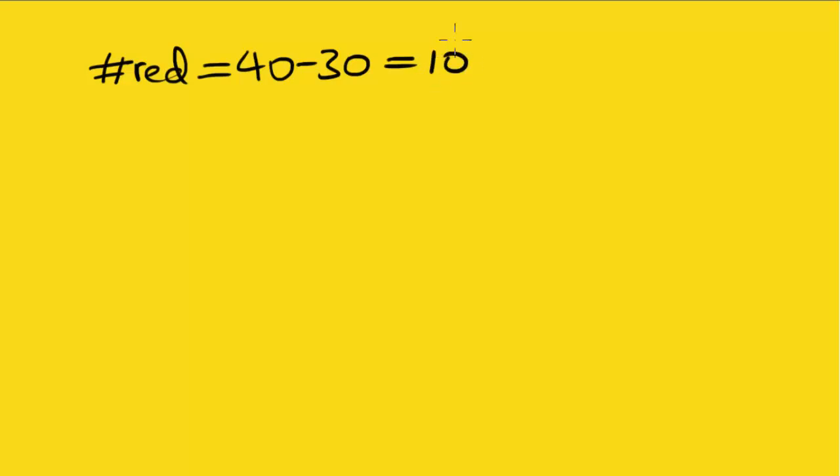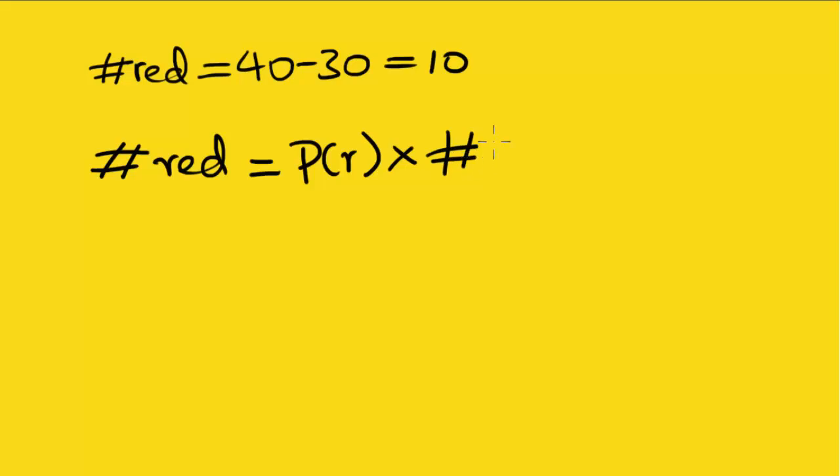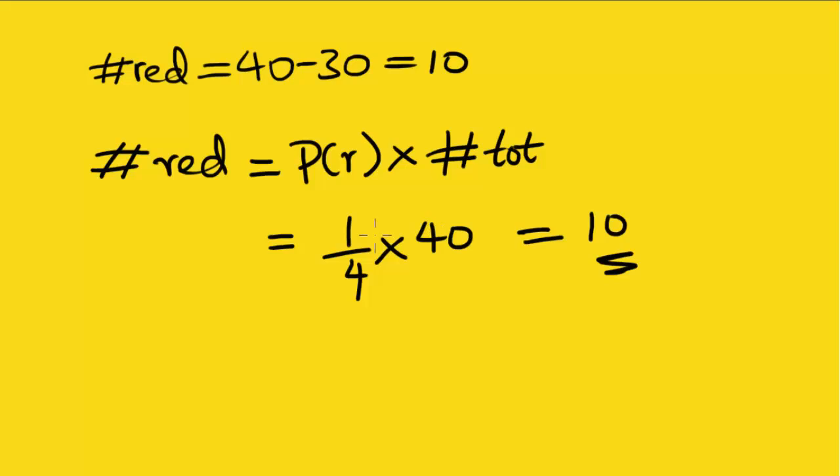That means the number of red disks must be equal to 40 minus 30. It must be 10 because there are 30 white disks. So therefore, there must be 10 red disks so that the total number of disks will be 40. Another, harder way would have been to say the number of red disks would be the probability of picking a red disk times the total number of disks. That would have been the probability we were given, which was 1/4, times the total number of disks, which we were given is 40, which is 10. So that's question 1 answered.